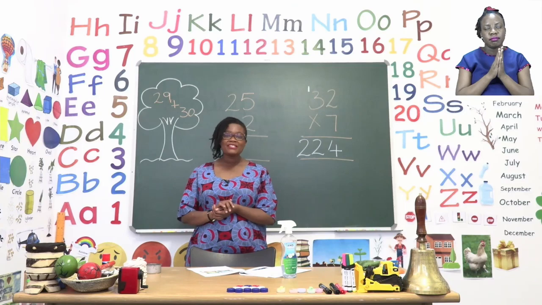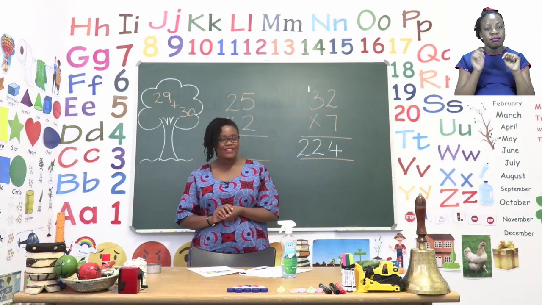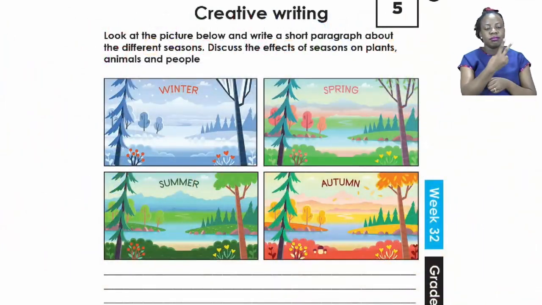For today's lesson, boys and girls, we are going to start on page 29. On page 29, we are going to be doing creative writing. Now remember, creative writing is about using whatever you have to come up with a very good story. Now, this is going to be one where you're going to try and do it by yourselves. This one says, look at the picture below and write a short paragraph about the different seasons. Discuss the effects of seasons on plants and animals and people.